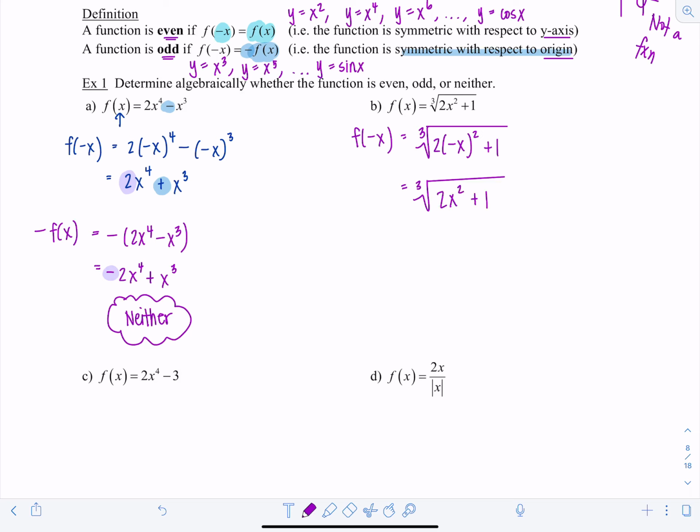And then now I look and I compare it. This is identical to the original f of x that I started with. So by definition, that means my function is even. That's it.